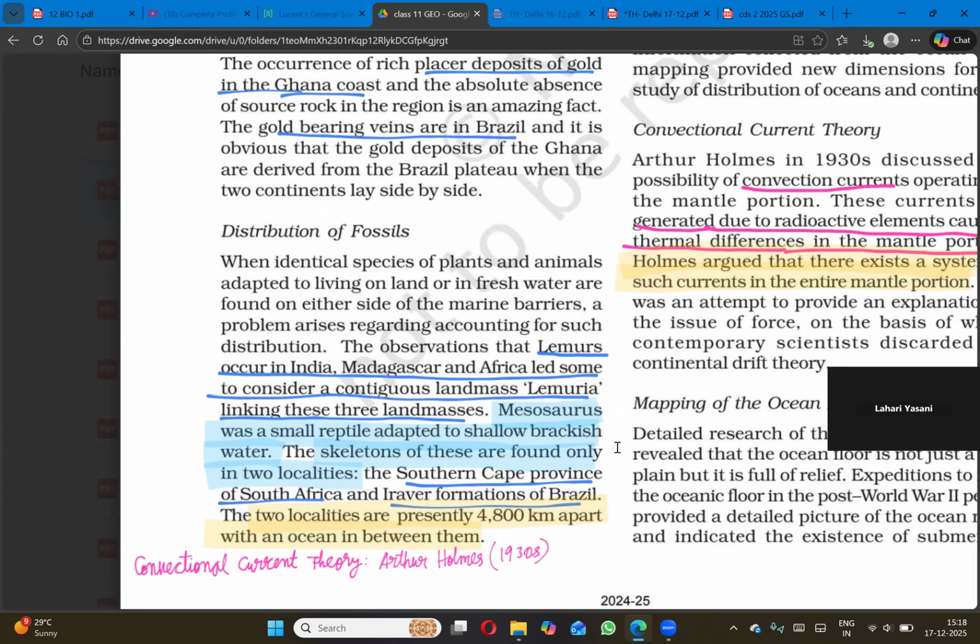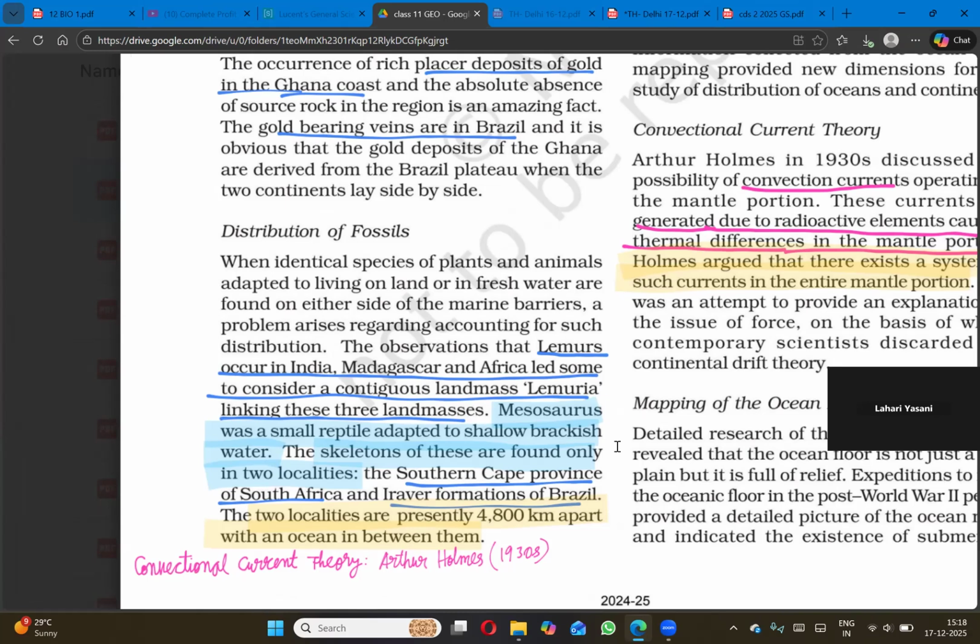Mesosaurus was a small reptile adapted to shallow brackish water. The skeletons of these are found only in 2 localities. One is the southern Cape province of South Africa and the other is the Iroquois formations of Brazil. So this evidence is also telling us that South America and Africa were once together, because the small reptile called Mesosaurus, which is adapted to shallow brackish water, has its skeletons found in only 2 localities. One is in Africa, one is in Brazil.